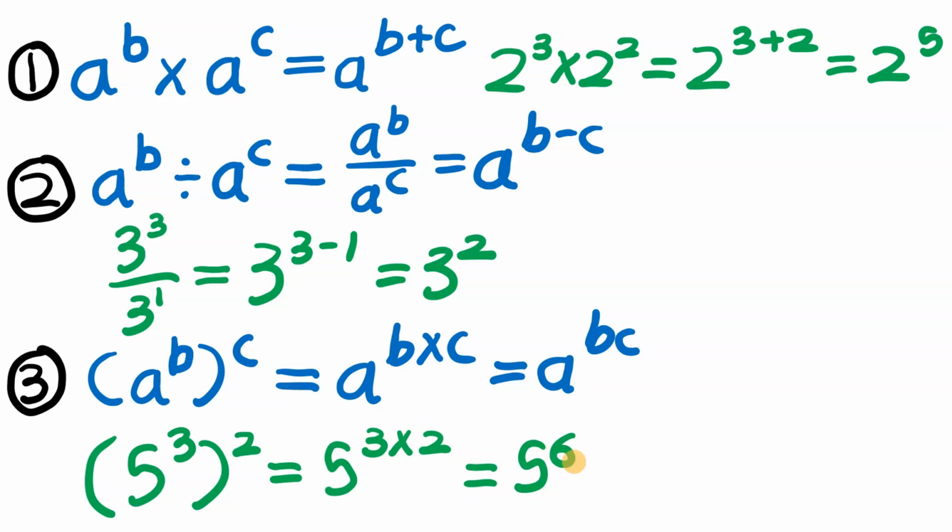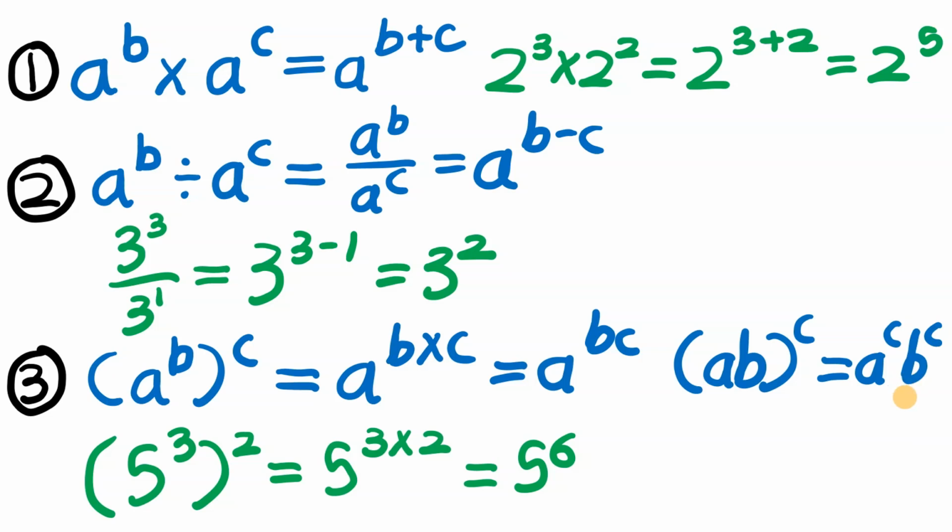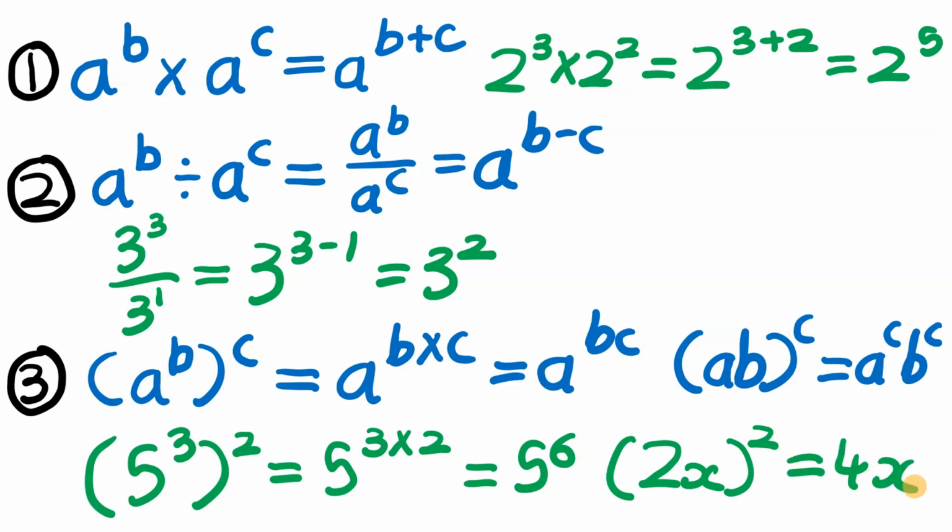Something else I just want to mention in this law as well, if you have two things inside a power, so for example, if you had ab and both of these terms are to the power of c, you raise both of the terms to the power of c, so this is going to be equal to a to the power of c, b to the power of c, like this here. So for example, if you had something like 2x to the power of 2, you raise the 2 and the x to the power of 2, so 2 to the power of 2 is 4, and then x squared, like this here.